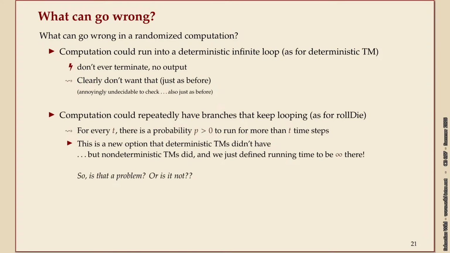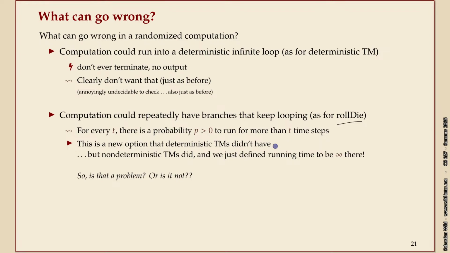But there's a new problem that didn't occur before, which is what we used in this roll die. We have branches in the code, and these are based on random bits. And there is a possibility to be constantly unlucky. Like in the case of roll die, always take zeros. So formally, you could say for every time t that you put your timer on, there's a certain non-zero probability that you need more than that many steps. And the computation is doing something sensible there.